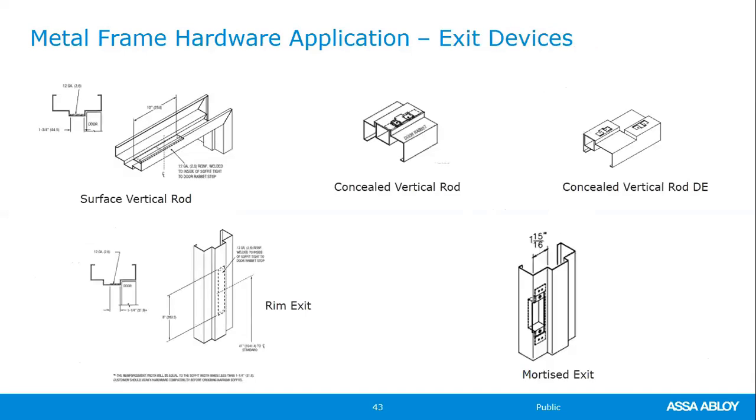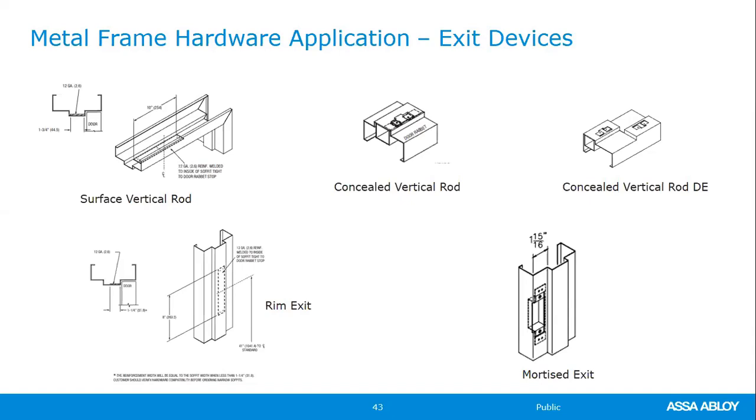In exit devices here, you'll see various types of ways that the frames are prepped. If you have just a surface vertical rod that you're using, we just put a reinforcement in the soffit of the frame to accommodate that surface applied latch. If it's concealed, then we do some more work. We put a box in there so that the latch can be mortised up into the frame header.